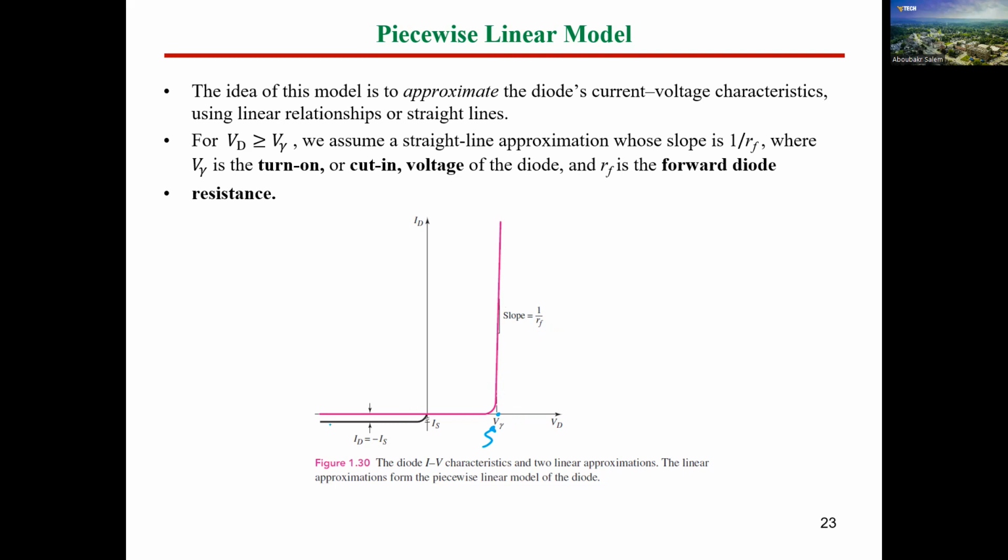During turn off, guys, we just have I drain equals minus I saturation. This is what we need in the turn off. So this is called the piecewise linear model. Where is the linearity in this model? The linearity is in the forward biasing relation. So this is called the piecewise linear model.